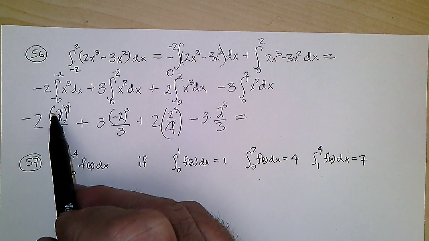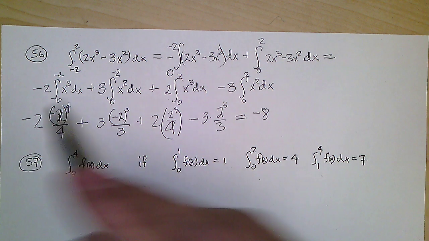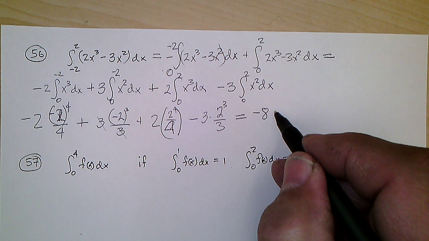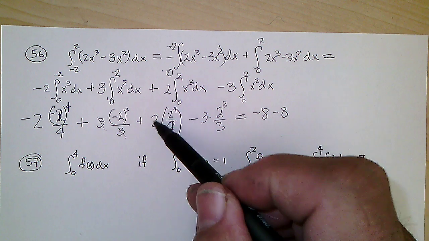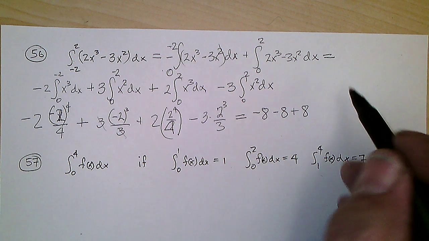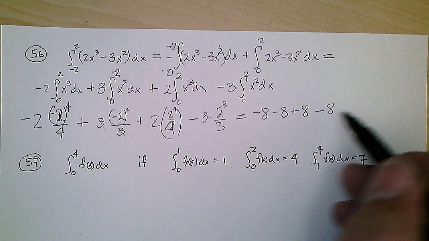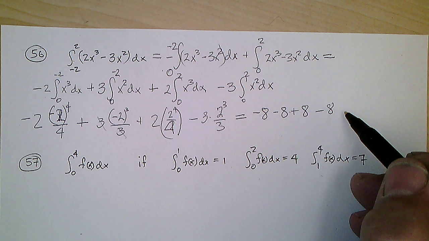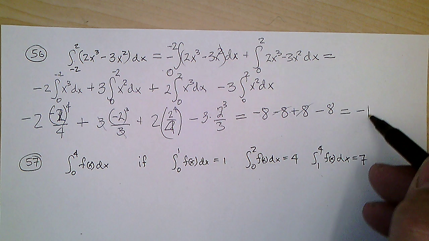So we get 16 divided by 4 is 4 times 2 is negative 8. That's a negative 2. This would be negative 8, and the 3's cancel. And 2 to the fourth is 16 divided by 4 is 4 times 2 is 8. And 2 to the third is 8, and these cancel, so minus 8. So I get minus 8, plus 8, minus 8. So 2 of these cancel, and I get negative 16.